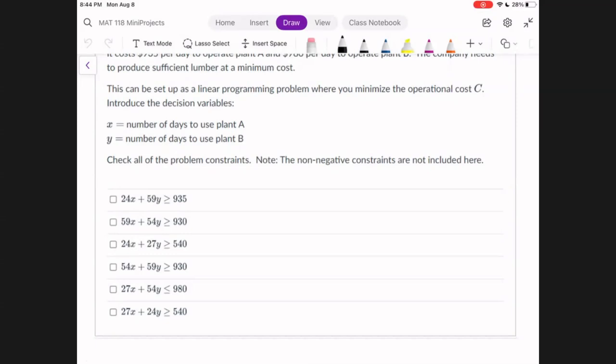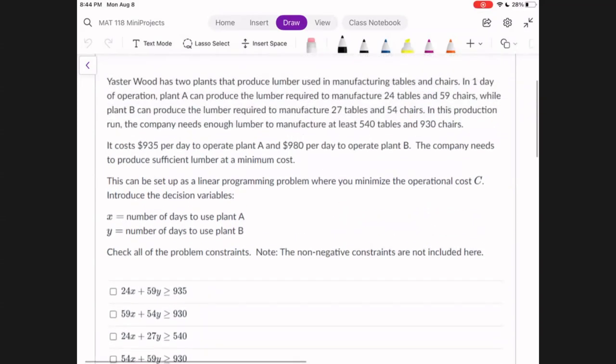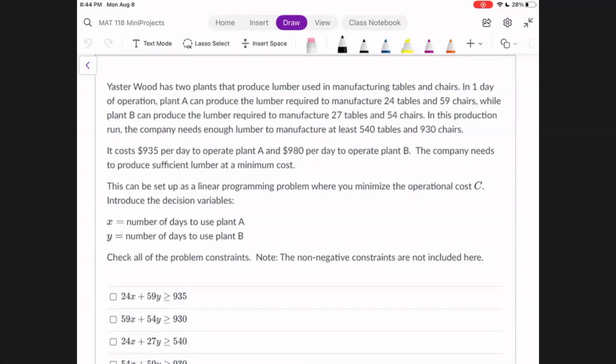So you'll see here that the first constraint is you need to do what? You need to have at least 540 tables. So let's look at Plant A can do 24 tables and Plant B can do 27 tables. And X is the number of days that we have Plant A open. So if it was 2 days, I would have 24 times 2. And Y is the number of days for Plant B.